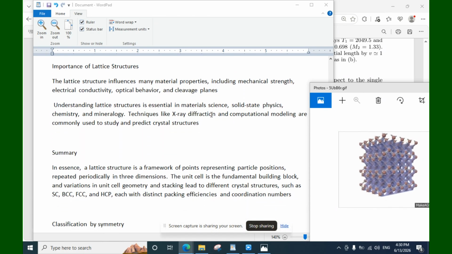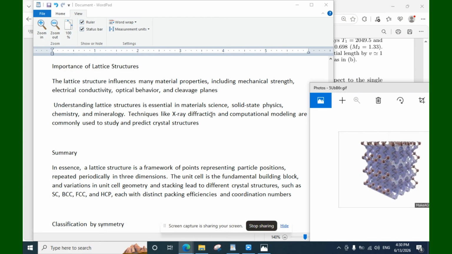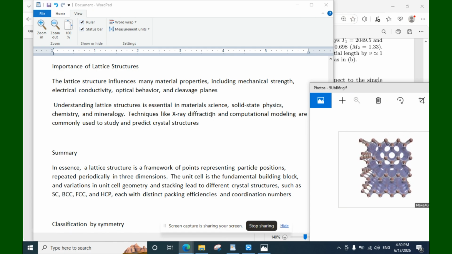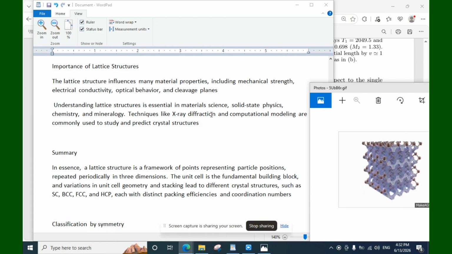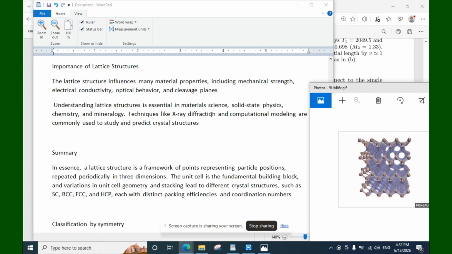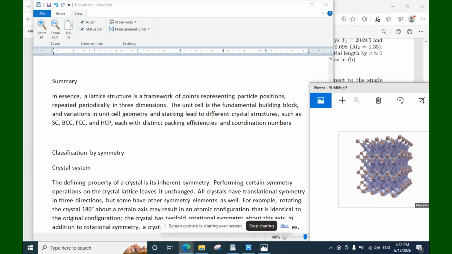Importance of lattice structure. The lattice structure influences many material properties including mechanical strength, electrical conductivity, optical behavior, and cleavage planes. Understanding lattice structure is essential in materials science, solid-state physics, chemistry, and mineralogy. Techniques like X-ray diffraction and computational modeling are commonly used to study and predict crystal structures.